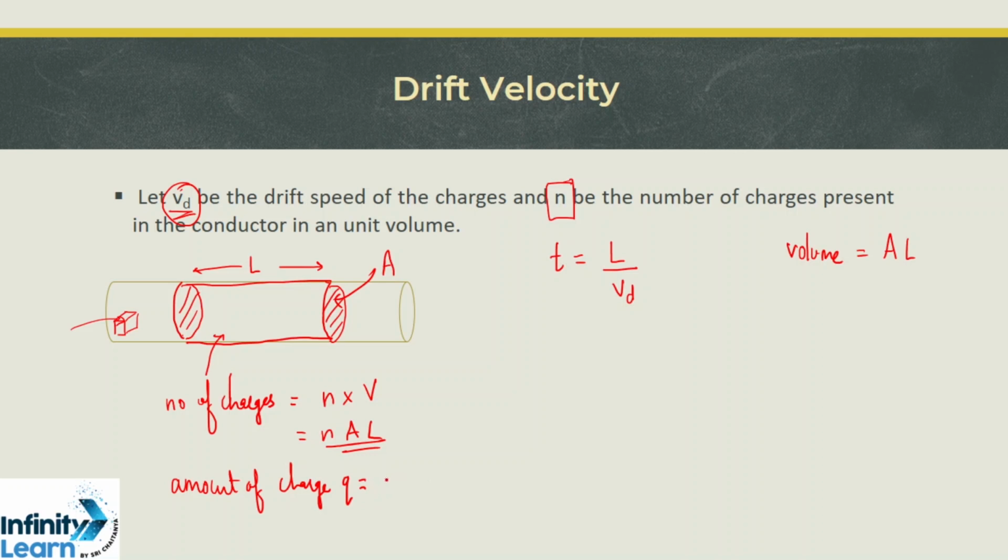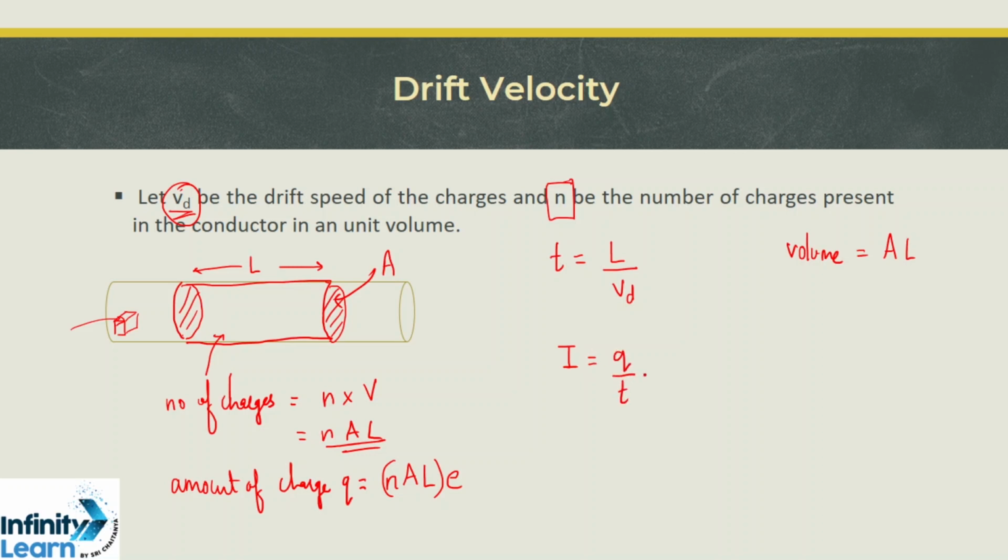We already have the number of electrons or charges in this particular section, and we know that every charge over here is nothing but an electron, and the charge of an electron is denoted by small e, which is 1.6 into 10 raised to minus 19 coulomb. Now by using this, we can write down the current equation.